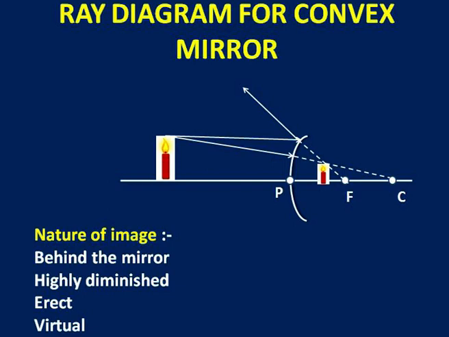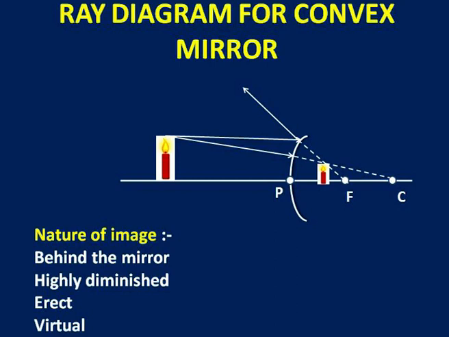Just look at the image, children. The image is highly diminished as compared to the object. It is erect. Yes, children, it is upright. It is not inverted like the concave mirror image. It is upright, erect, and it is a virtual image. The images that are formed behind the mirror are virtual images. So, this is the ray diagram for the convex mirror. Irrespective of the position of the object, the image distance does not change much for a convex mirror. It always falls between the pole and the focus of the convex mirror.